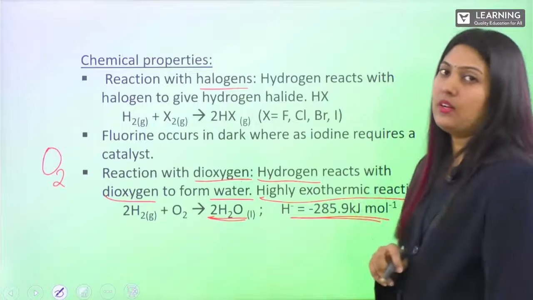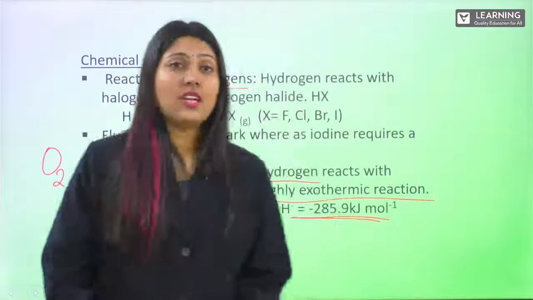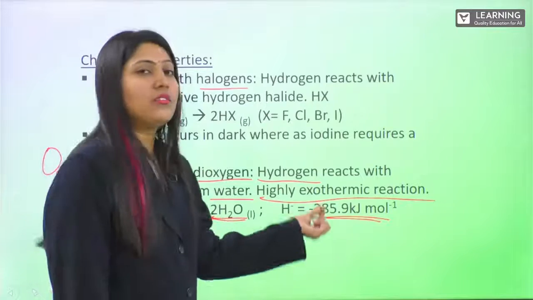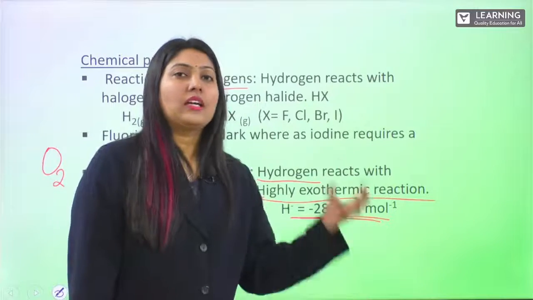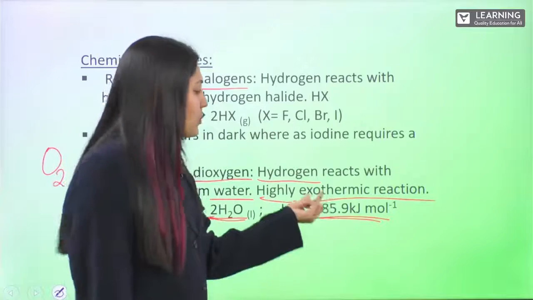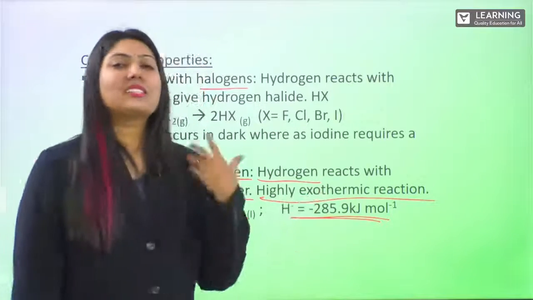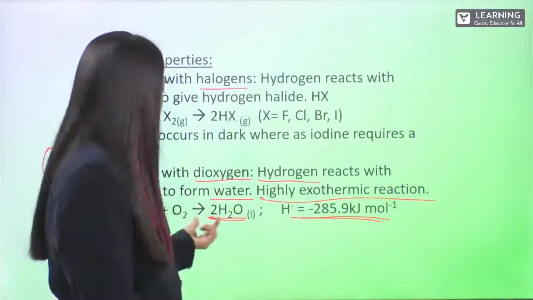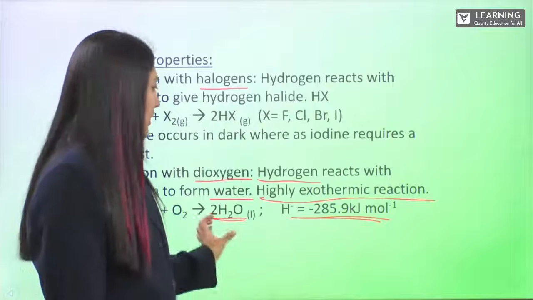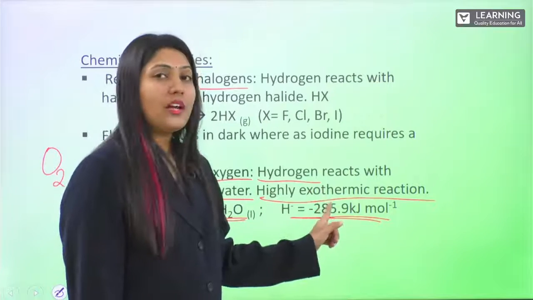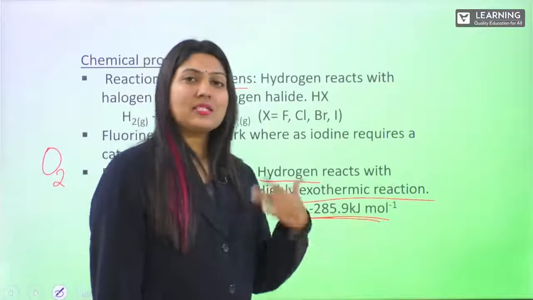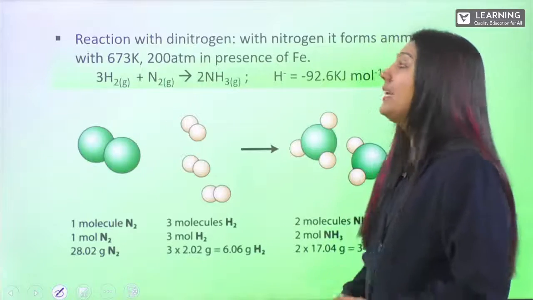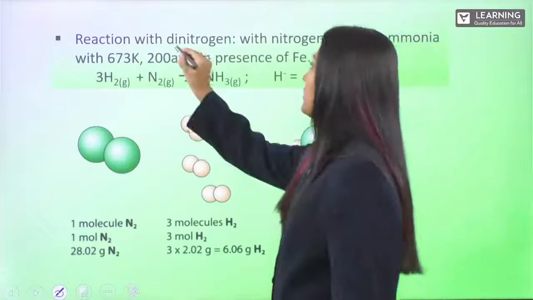285.9 kilojoules per mole. You know, students, if the enthalpy is negative, that means energy has been evolved, given out. Such a high amount of energy is released when hydrogen combines with oxygen. That means it is a very stable molecule, and it gives an exothermic reaction because energy is evolved. Got it?